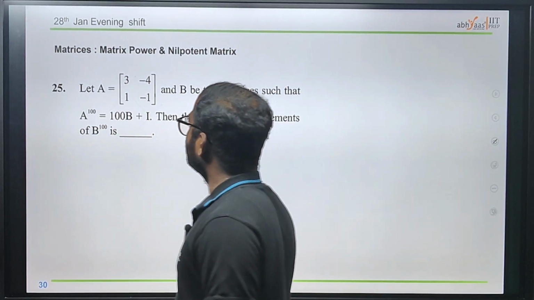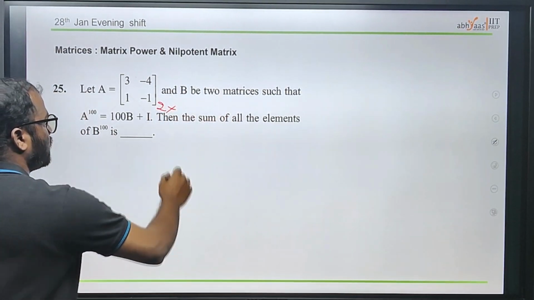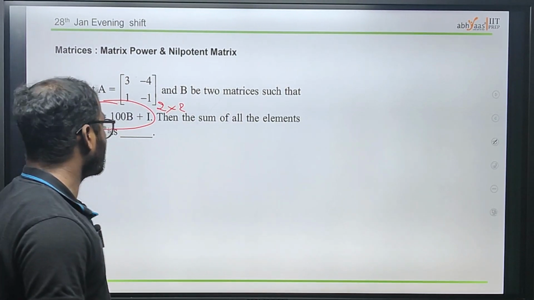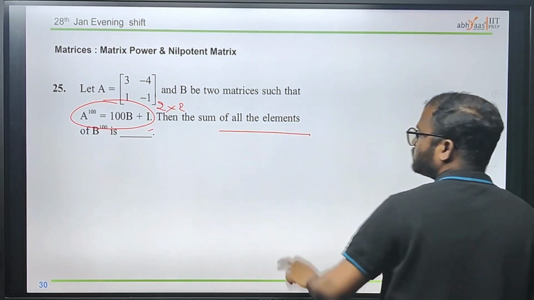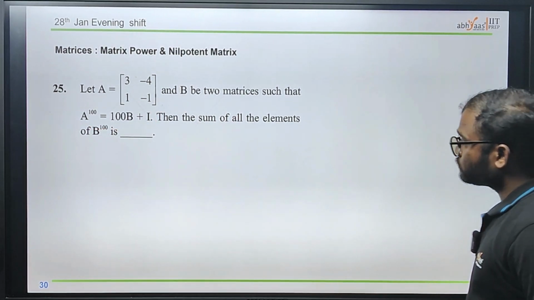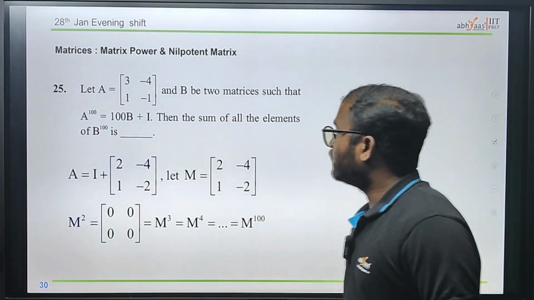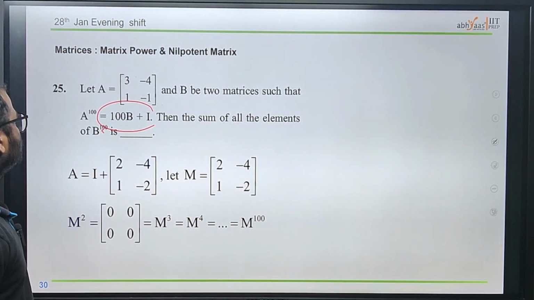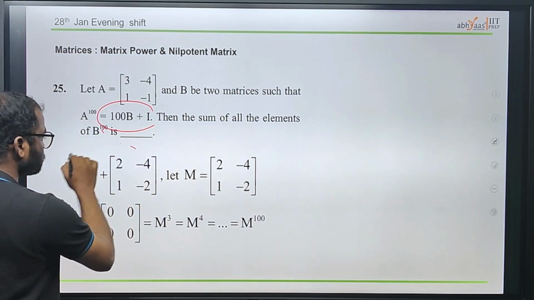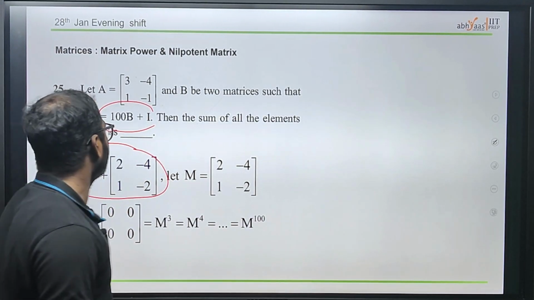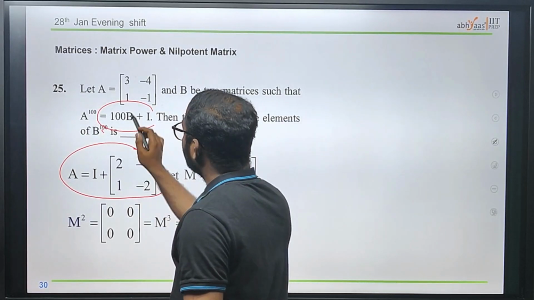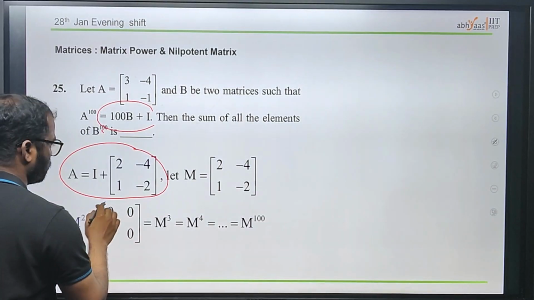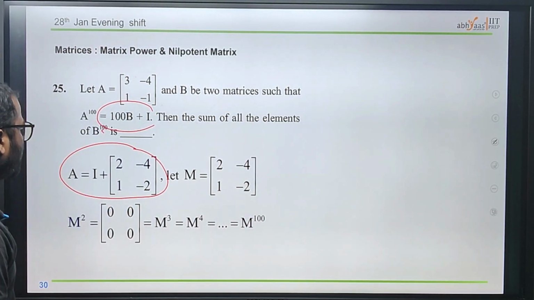Now for matrices: given a 2 by 2 matrix B such that A power 100 is equal to 100B plus identity, what is the sum of all elements of B power 100? If we observe, we need to find 100B. For that reason we can find I plus 100B, so take what we have, 3, -4, 1, -2. How did we get this? Just by adding the identity.